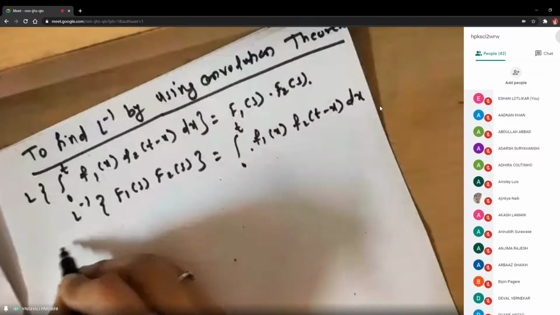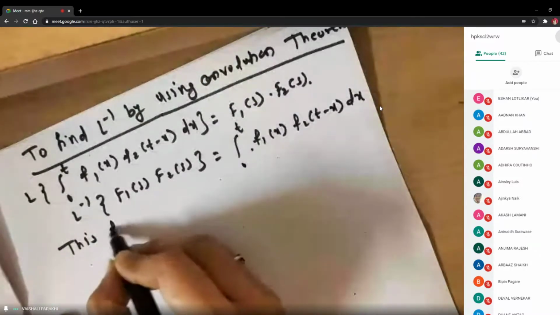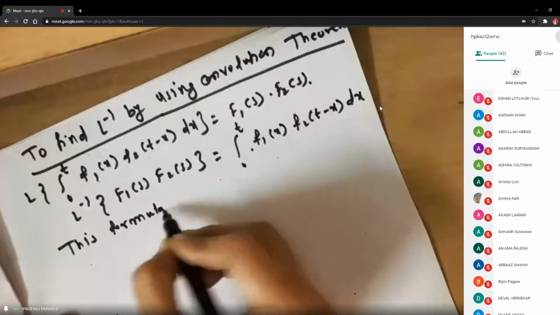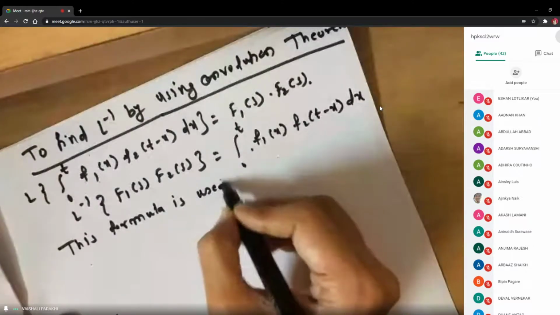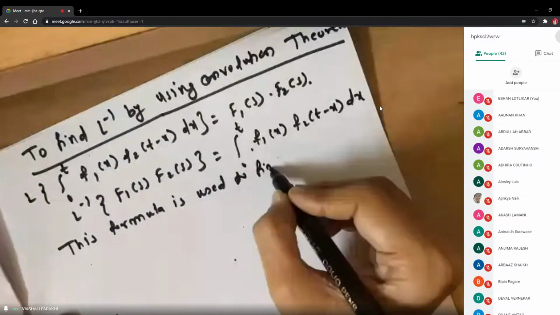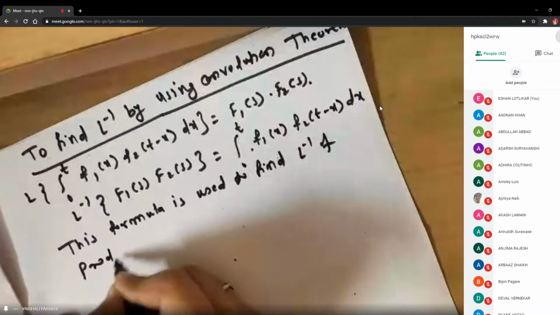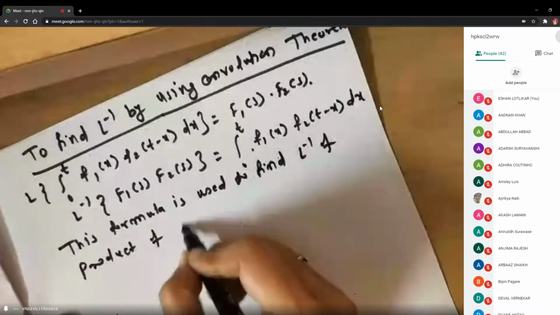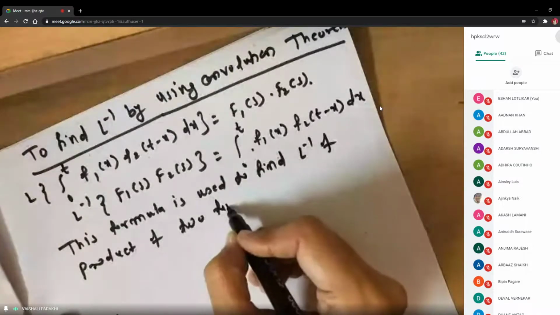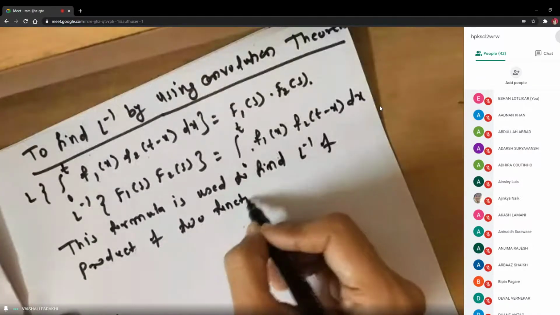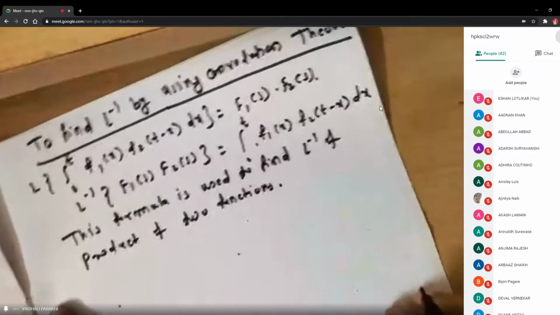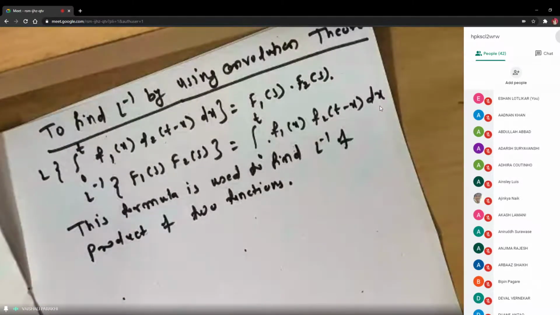This formula is used to find L inverse of a product of two functions. You cannot directly separate L inverse of the first term into L inverse of the second term. You have to go for this formula.